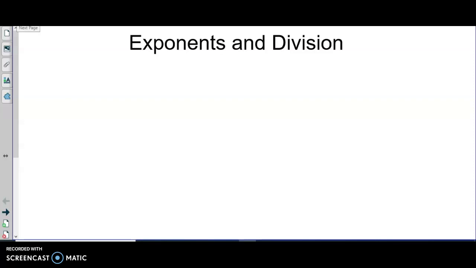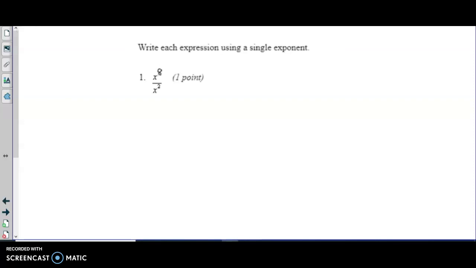So today we're going over the quiz for exponents and division. Write each expression using a single exponent. So the first way I'm going to show you, there's two ways that I'm going to show you. The first way is if you forget the shortcut, you can write it all out.